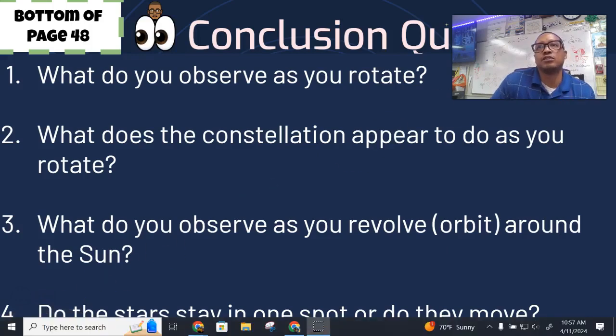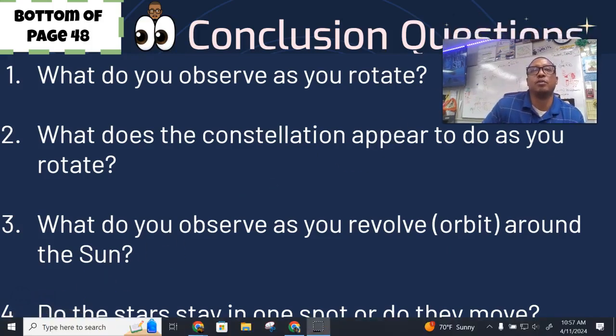Also, let's go ahead and answer these conclusion questions. On the bottom of page number 48, you should have half that page already. I think it's way over there.